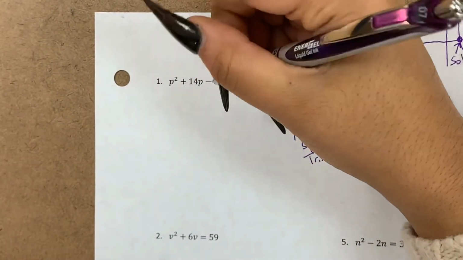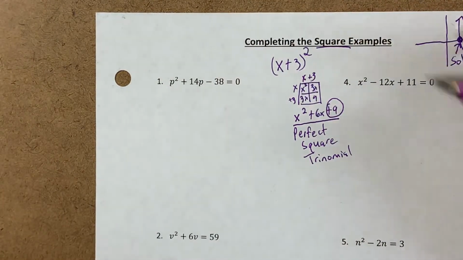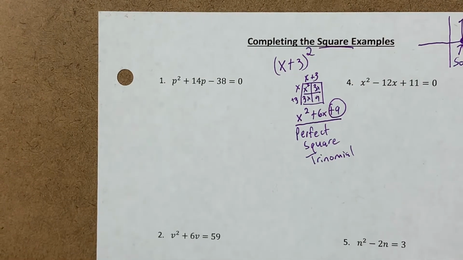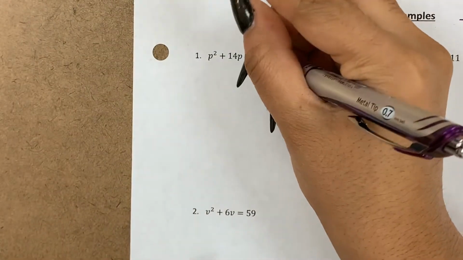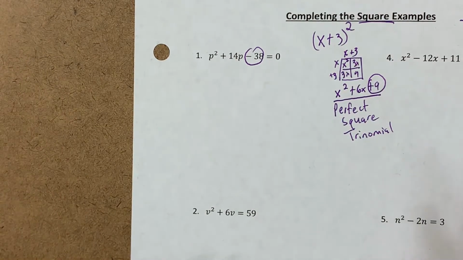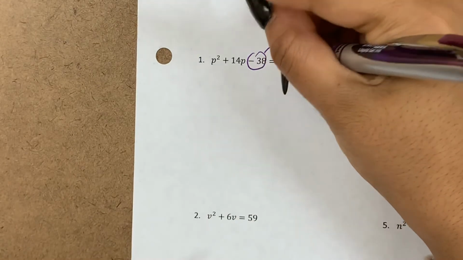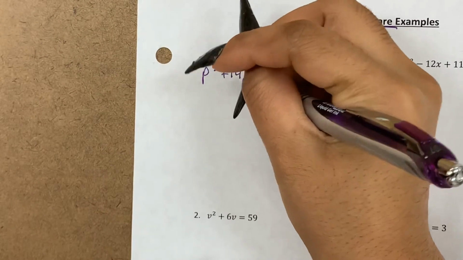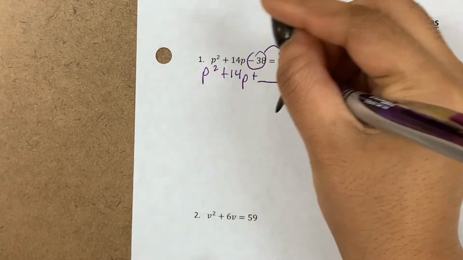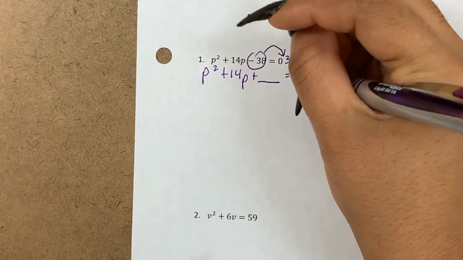Right now, the constant term needs to be a perfect square. For example, 9 is a perfect square. 9 is a part of my perfect squares. Okay? So if you look at this constant, negative 38 is not a perfect square. So I'm going to get rid of that constant. I'm going to move it over. I'm going to leave a blank. When I move it over, I'm going to add 38. So it's going to be a positive 38.